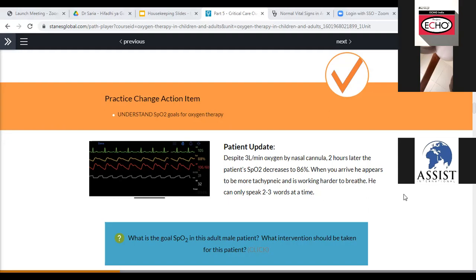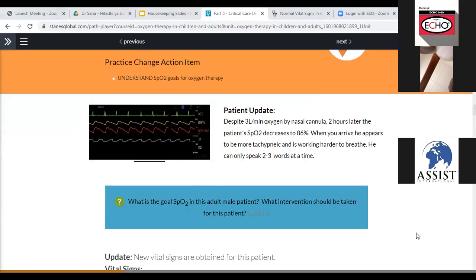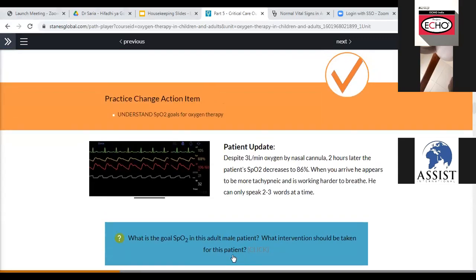So this patient has changed from the previous findings. Now the dyspnea has worsened, the tachypnea has worsened, the patient is struggling to breathe, and cannot even speak more than 2 to 3 words at a time. It means the patient is in severe respiratory distress. So the issue is, what is the goal saturation in this adult male patient, and what intervention should be taken for this patient? That's the question I need you to answer.